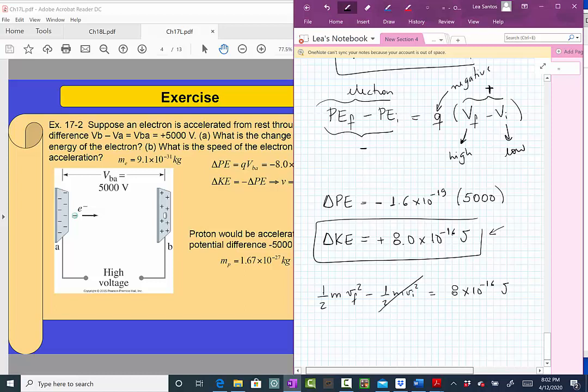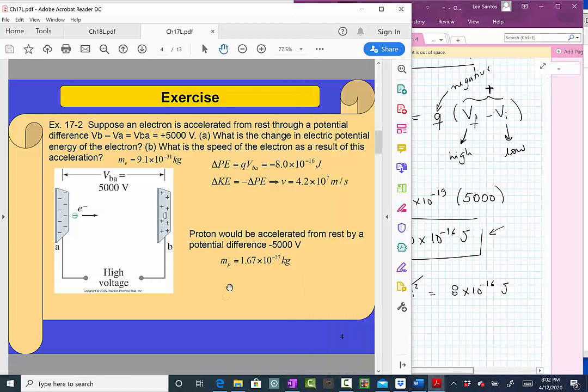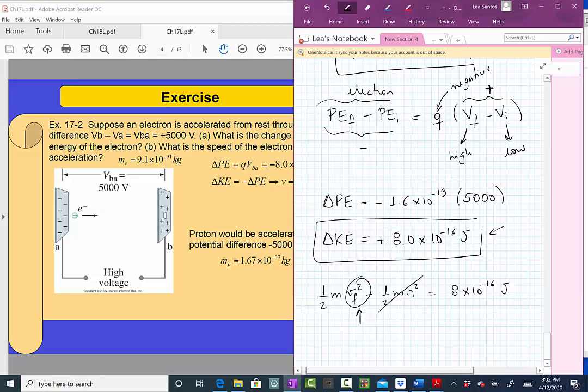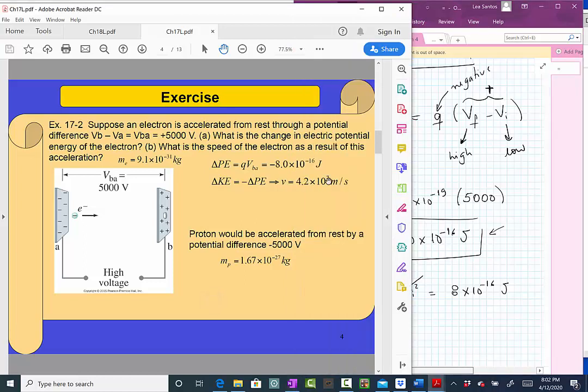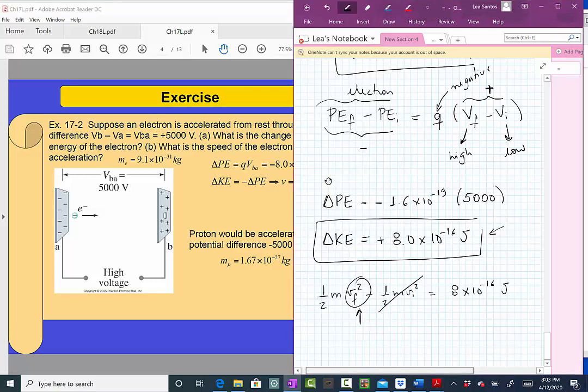Okay, what they want to know is, what is the speed of the electron at the end after this acceleration? Well, here it is. This is what we want to get. And the mass of the electron is given in this slide. Here it is. So if you put the mass of the electron here, you're going to get this final velocity, which is written here.